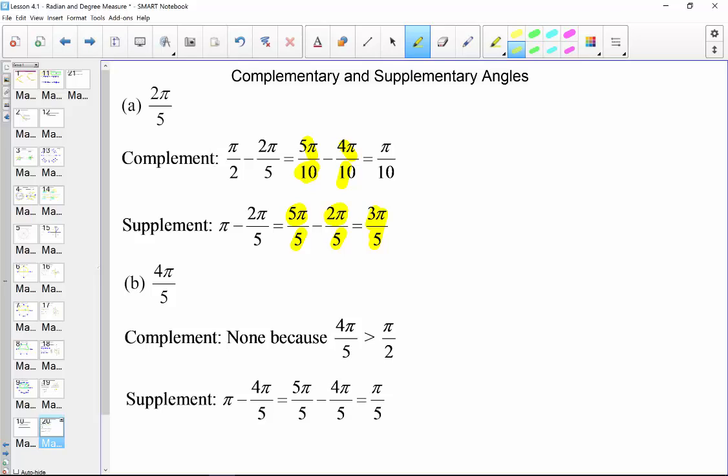If we subtract 4 pi over 5 from pi, we need to find a common denominator, which is 5. So if we rewrite pi as 5 pi over 5 minus 4 pi over 5, that equals pi over 5. So mathematically, if we add pi over 5 plus 4 pi over 5, we'll get 5 pi over 5, which is pi, which is the supplementary angle because the two add to pi, or 180 degrees.